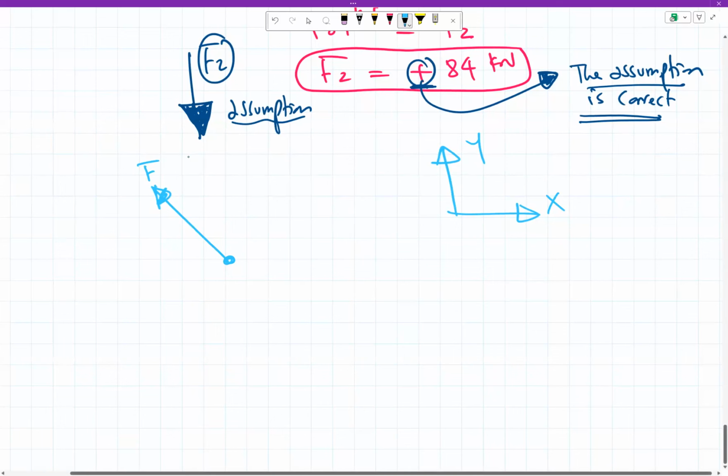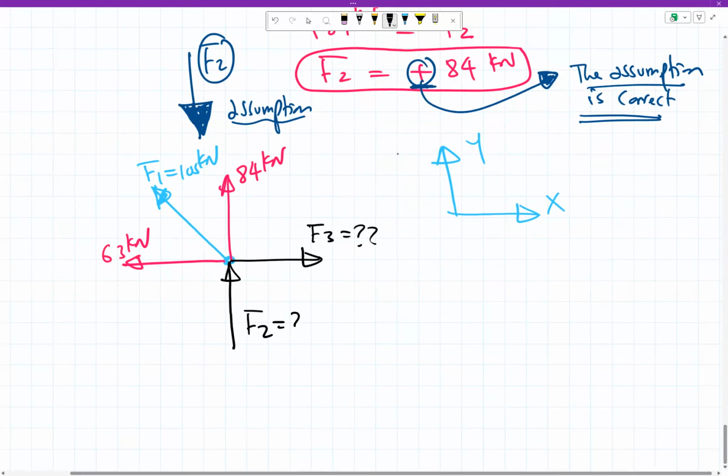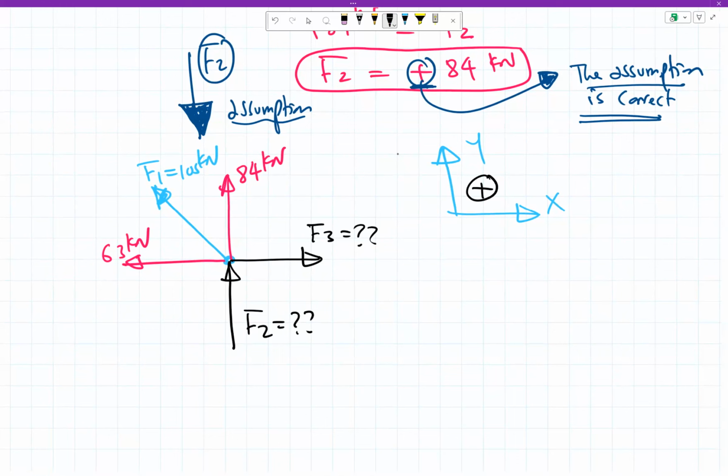So if I assume this F1 is 105, and the component was 84, and the other component was 63, our assumption should have been this is F3, this is F2. Why should it be upward? Because this is our positive assumption. The problem is you assume it against or opposite to the positive, so when you get it from the equation, you get it positive. You understand what I mean? So that's going up with the 84.